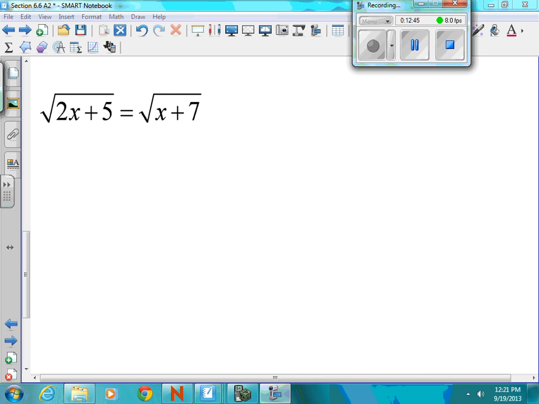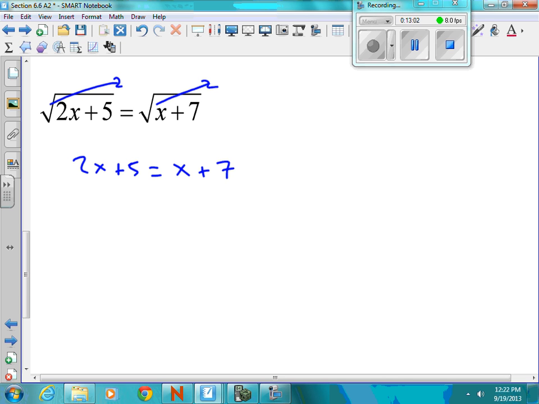Okay, let's try an example that looks like this. What if they're both rooted, the same root, in this case both square roots? Well, there's nothing to move around. We're just going to square both sides. What happens here is we get a linear equation. We get 2x plus 5 equals x plus 7. So we're going to get the x's on one side in a linear equation, the numbers on the other.